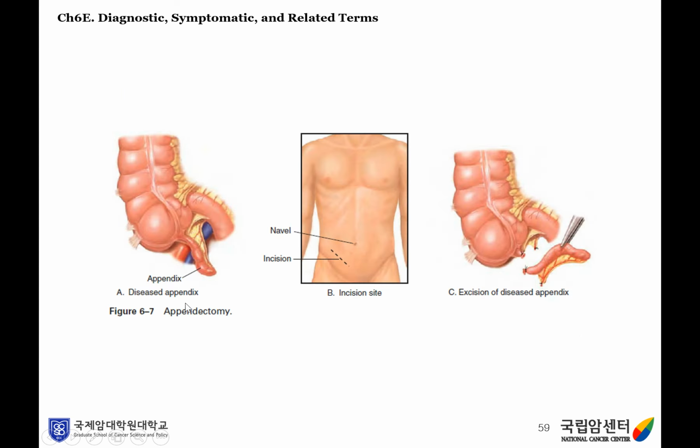Here you can see the appendectomy. If you have appendicitis in the appendix, this surgery can be done. This figure B shows the incision site, and C shows the excision of the diseased appendix. This is called appendectomy.